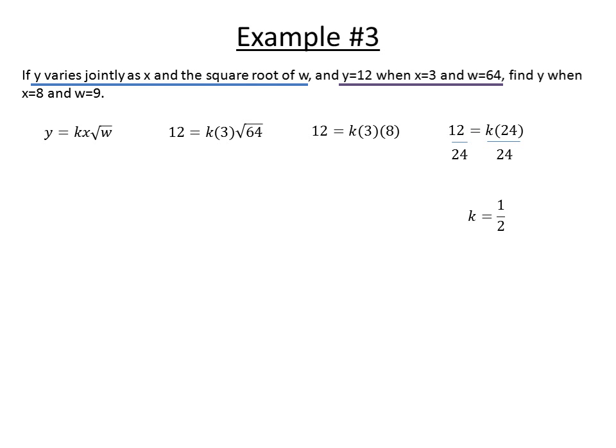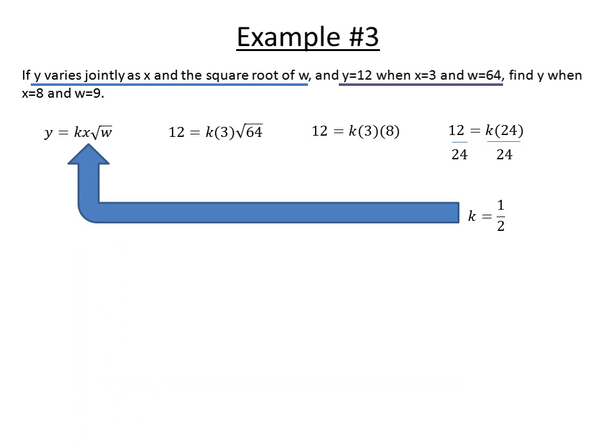That is our variation constant. Now I'm not going to circle that. That's not one of the things they asked me to find, but that is the second step we need to do in order to finish this problem. Once we know the value for k, we want to rewrite our basic equation with that value plugged in. K is a constant, so once we know that value, k will stay that value for the rest of the problem. So our equation of variation is y equals 1/2 times x times square root w.